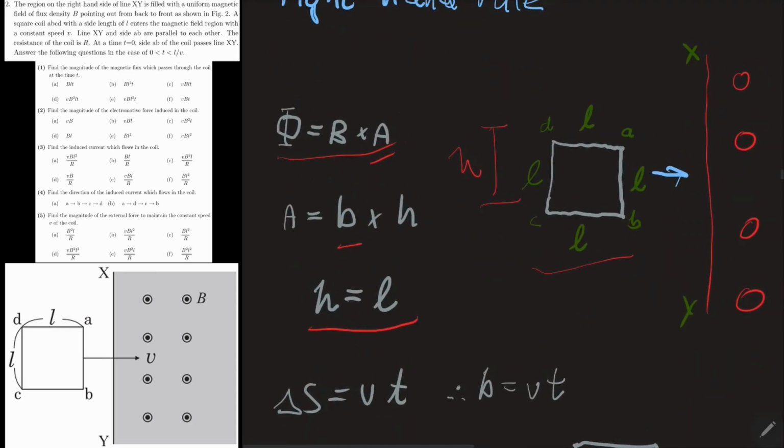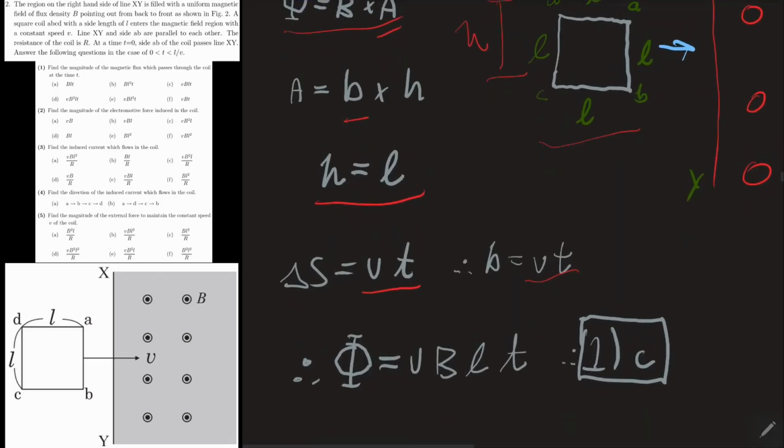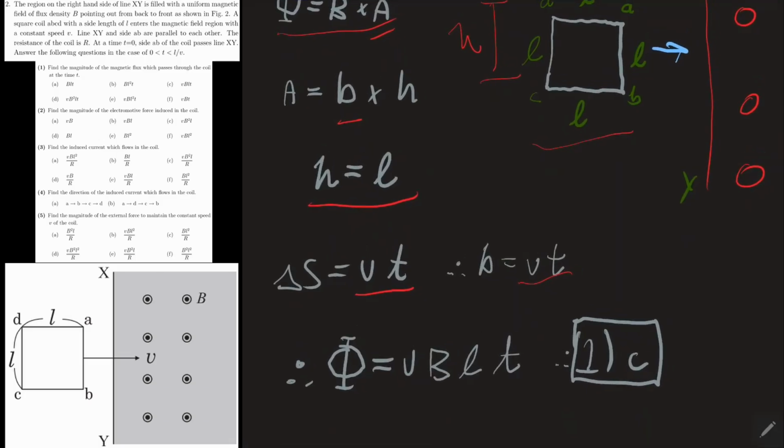The coil is moving with speed v, which means that after a certain amount of time, its distance traveled is v times t. Like if you're moving at 5 meters per second for 2 seconds, you've moved 10 meters because 5 times 2 is 10. So that means that the base of our rectangle is just equal to v times t. So the magnitude of magnetic flux is equal to vBLt, which is option C.